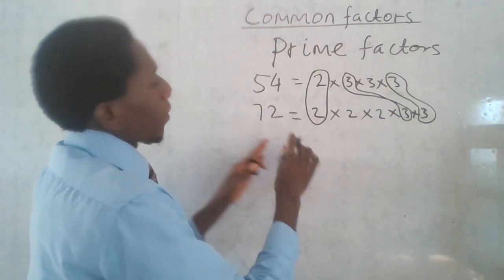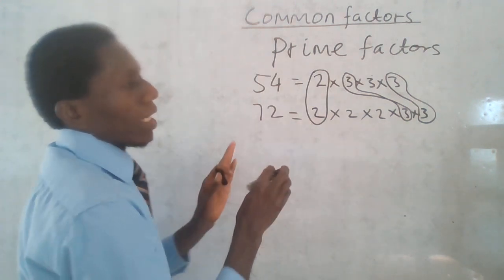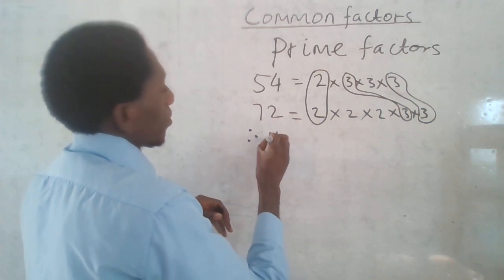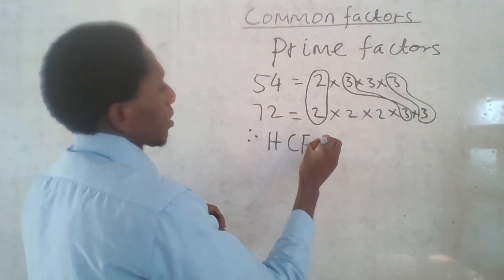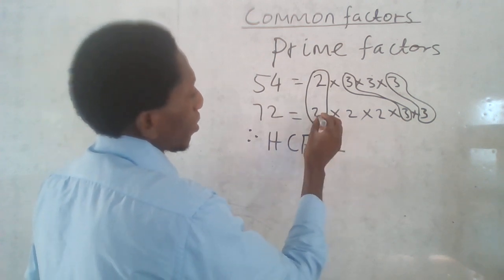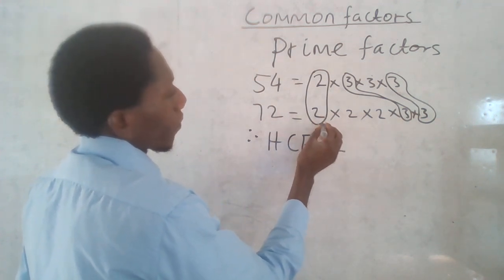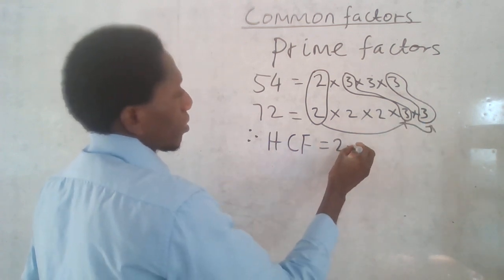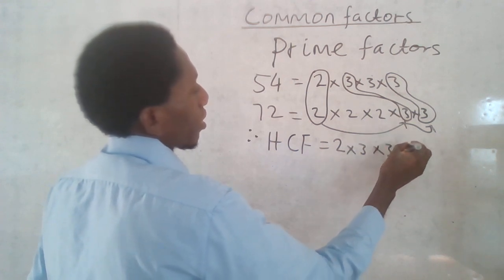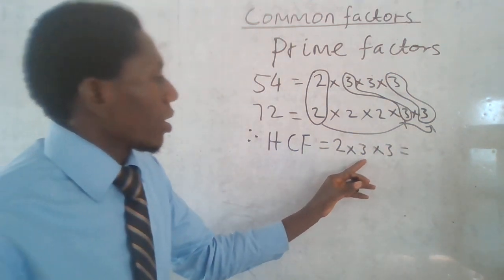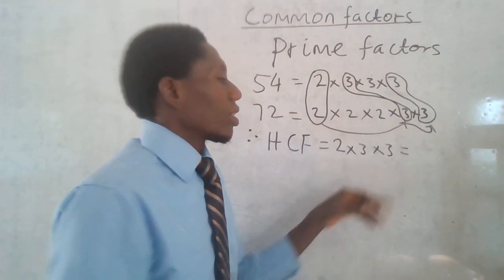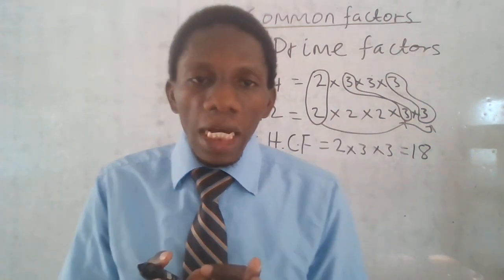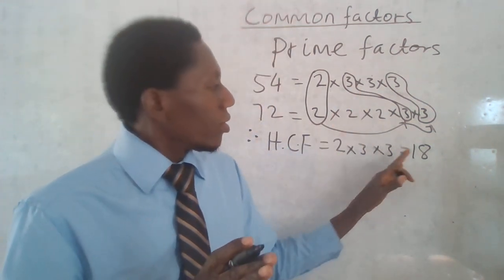So let me multiply these numbers to get the highest common factor. This 2 here, times this 3, and then times this 3. So 2 times 3 is 6, and 6 times 3 is 18. All right, so now we have gotten our highest common factor.